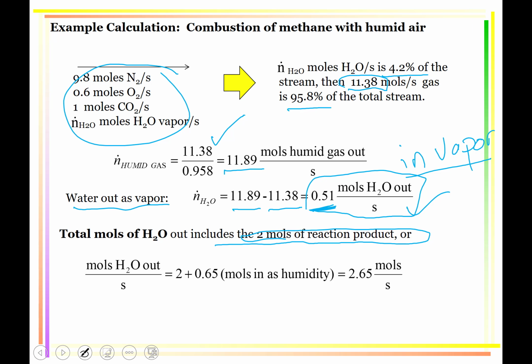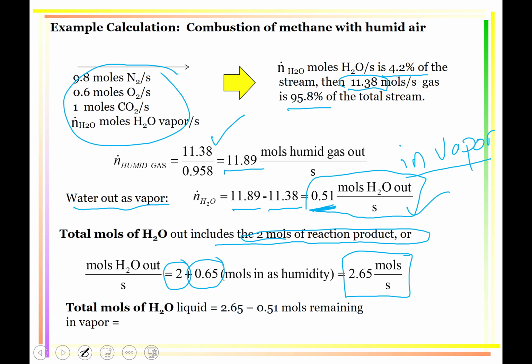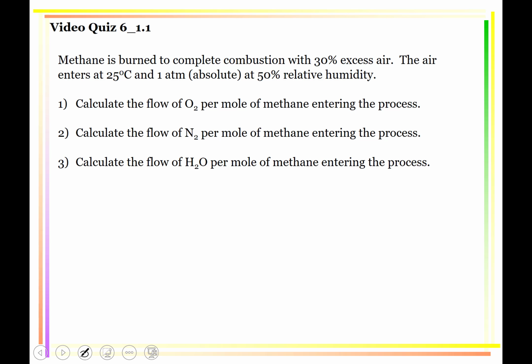Which means that the total moles of water leaving the process is the amount that went in the vapor plus the amount that we produced in the chemical reaction, which is 2.65 moles. So how much of that is in the liquid? We take 2.65, subtract the amount in the vapor, and we are left with 2.14 moles of liquid water leaving the system.